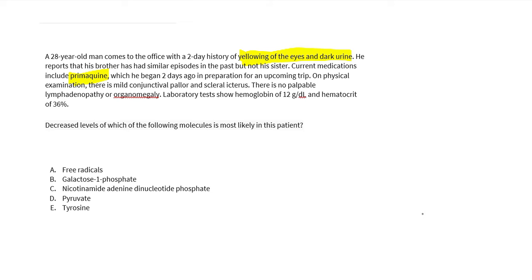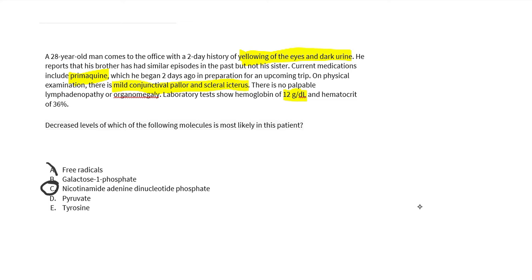Increased levels of bilirubin would also explain the scleral icterus. This patient is anemic as the hemoglobin is less than 13.5. This patient very likely has glucose 6-phosphate dehydrogenase deficiency, which is characterized by an inability to produce NADPH in order to catalyze the reduction of glutathione.